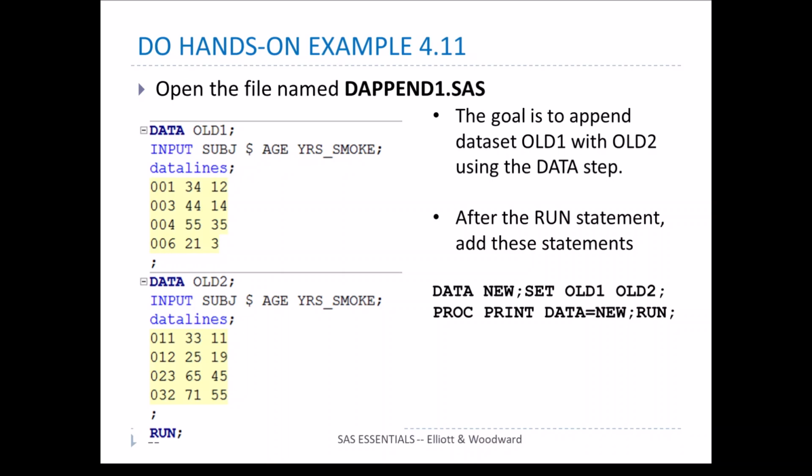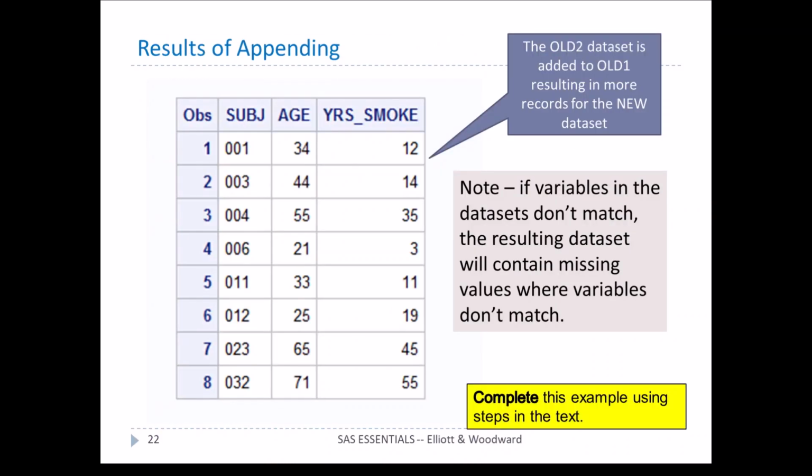Here's an example. Open the file called dappend1. And we see that there are two data sets here, old1 and old2. They both have the same variables, notice: subject, age, and years smoked. So what we want to do is combine these data sets. Maybe one was taken at one place and another was taken at another place, or two different times, whatever it was. But we want to now append them, and we can do that by the code on the right: DATA new; SET old1 old2.